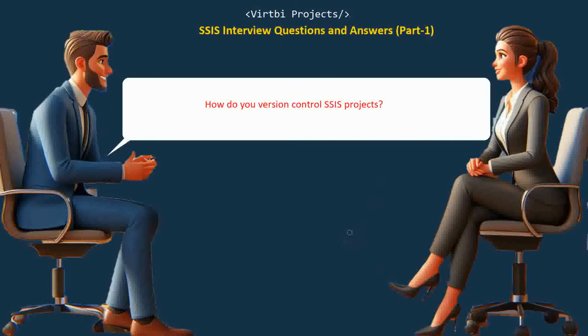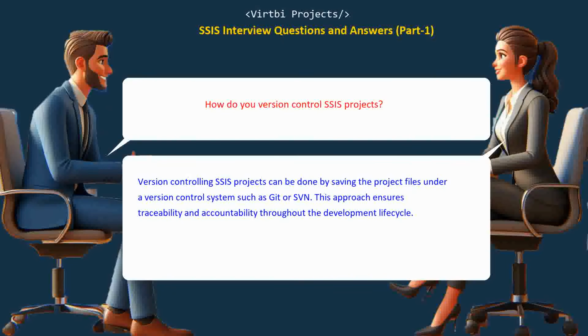How do you version control SSIS projects? Version controlling SSIS projects can be done by saving the project files under a version control system such as Git or SVN. This approach ensures traceability and accountability throughout the development lifecycle.